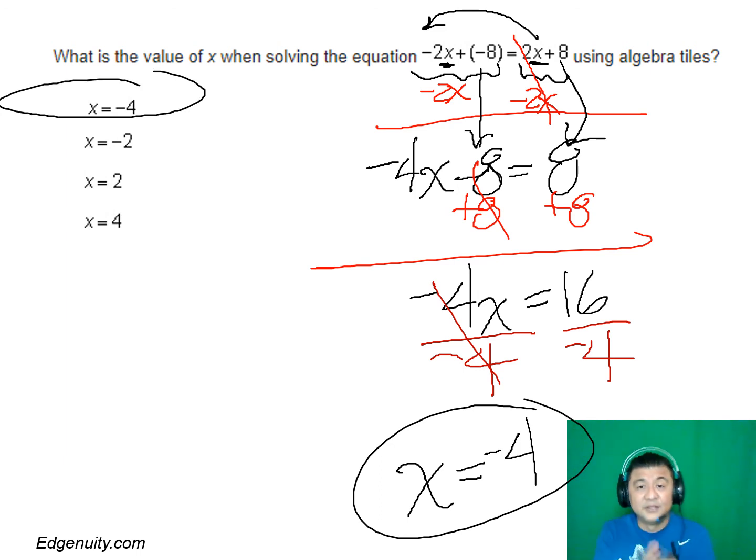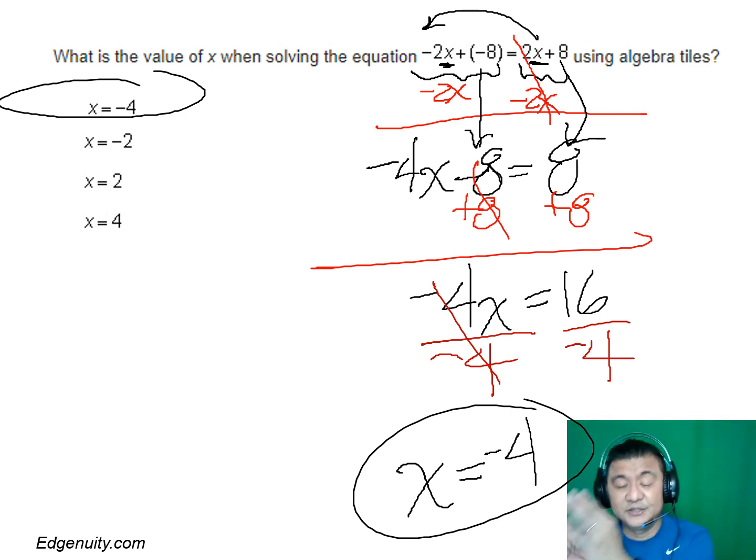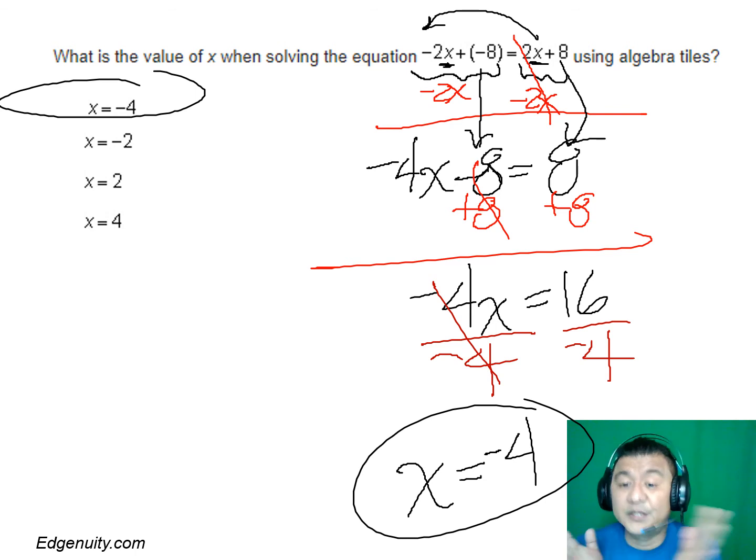So we're done, guys. We were able to move those x's to the left side of the equation, and then we can now solve for x.